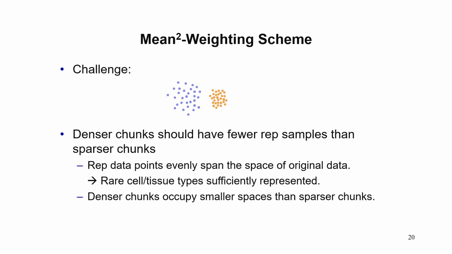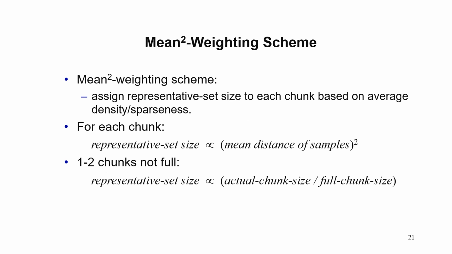Now that we solved the challenge of chunking by using a seeded chunking method, we have another challenge. How do we determine how many representative samples to select from each chunk? Denser chunks, in which samples are more similar to each other, should have fewer representative samples than sparser chunks, since we want representative data points to approximately evenly span the space of the original data, so that rare cell tissue types can be sufficiently represented. Since chunks have equal sizes, denser chunks occupy smaller spaces than sparser chunks.